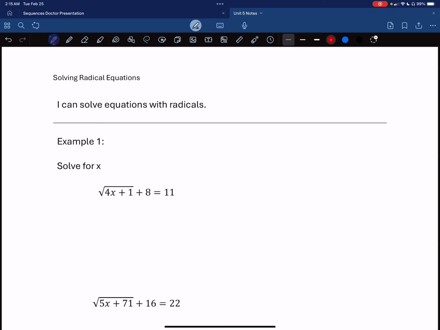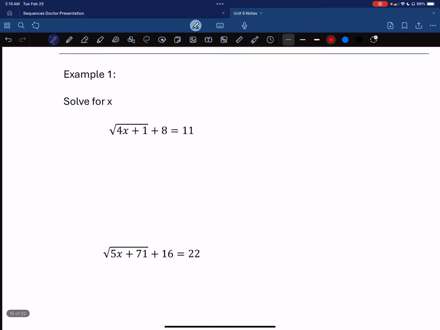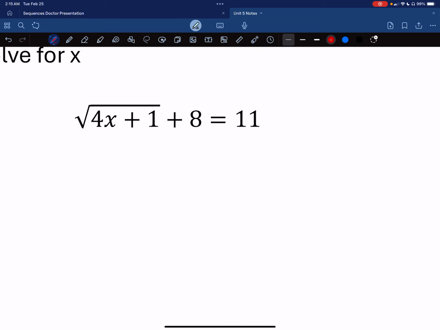The instructions are to solve for x. We have the square root of 4x plus 1, plus 8 equals 11. Okay? So just order of operations, right? We're going to go right through it step by step. We're going to deal with our square root later. So I'm going to subtract 8 from both sides. We're going to be left with the square root of 4x plus 1 equals positive 2.